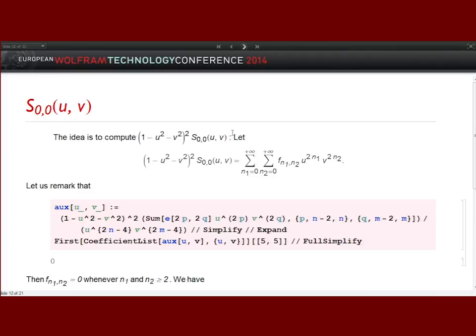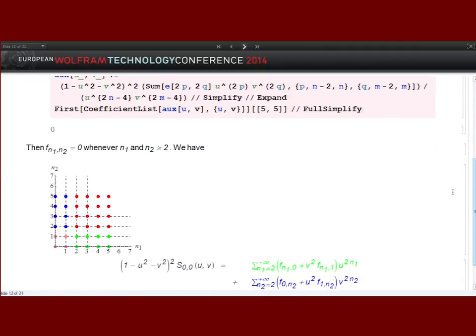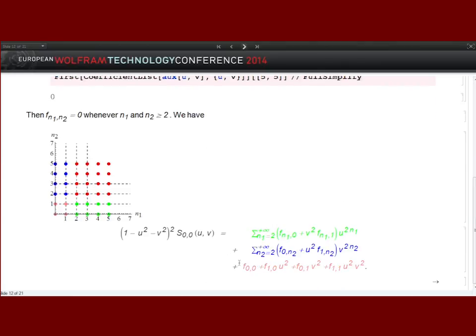If we write this function as a power expansion, and we concentrate on the coefficient, we remark that this coefficient is in fact 0 whenever n1 and n2 are greater than 2. What we have is, in fact, if you put n1 here and n2 here, the red point gives 0. So this function is only the pink part, which is a polynomial, and 2 sums, the green one and the blue one, which are symmetric.